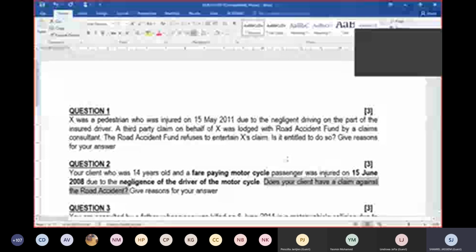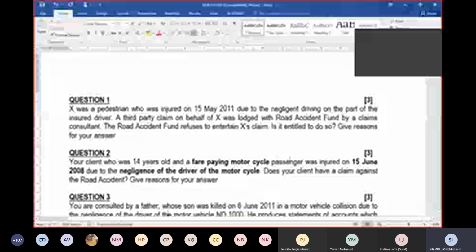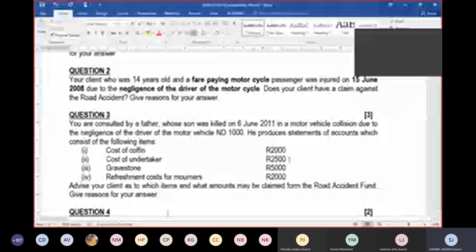Do you feel comfortable answering questions now for RAF? I just want to go through some questions still. Let's look at question 3. You are consulted by a father whose son was killed on 6 June 2011.